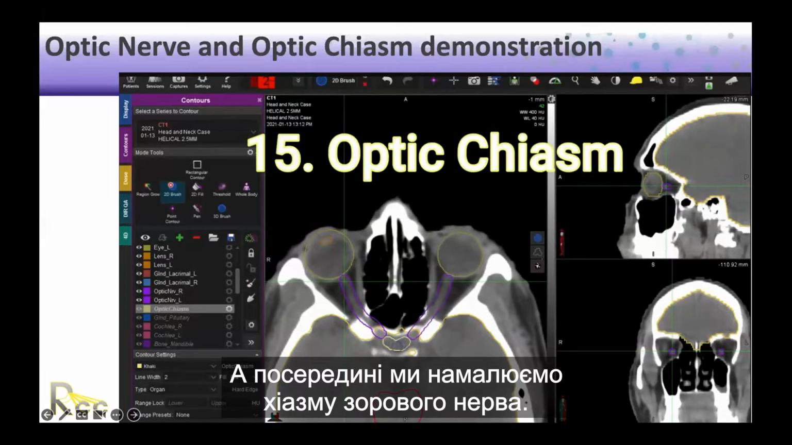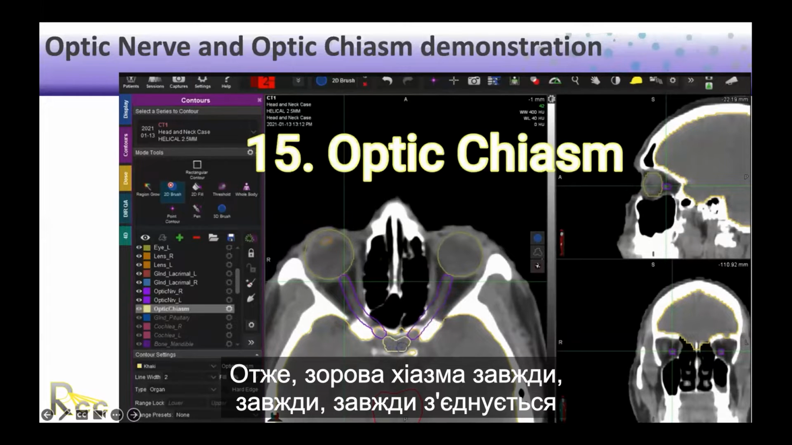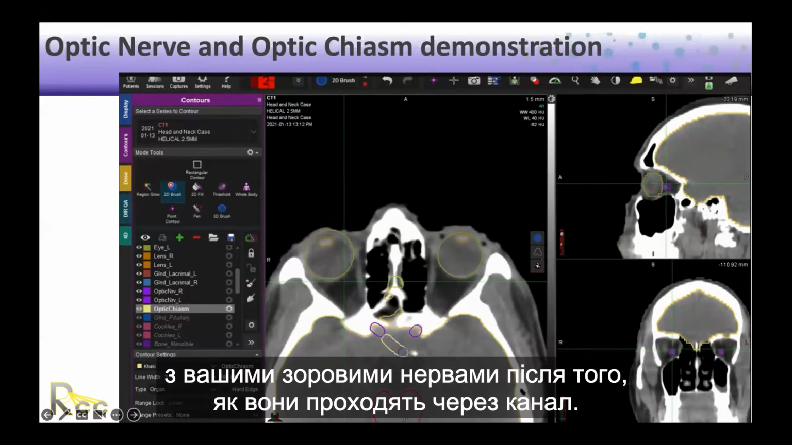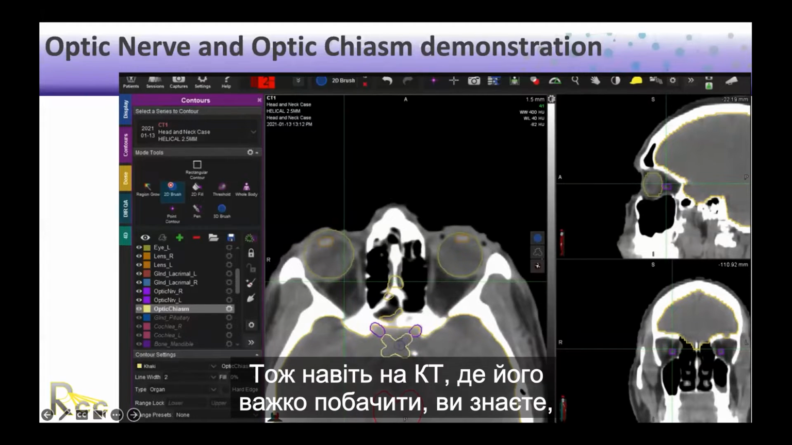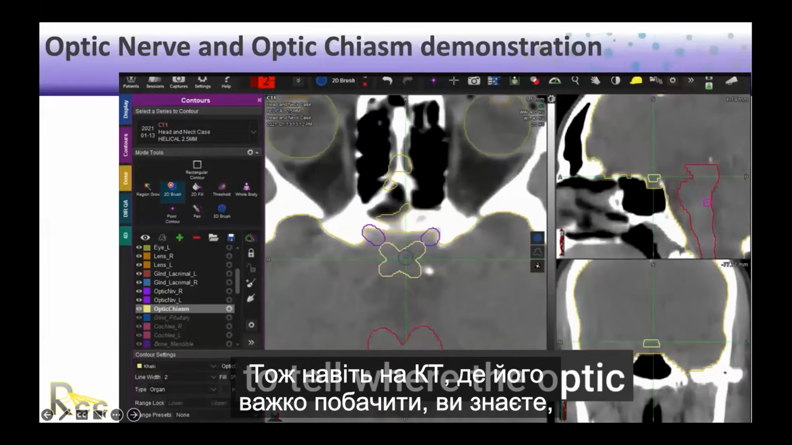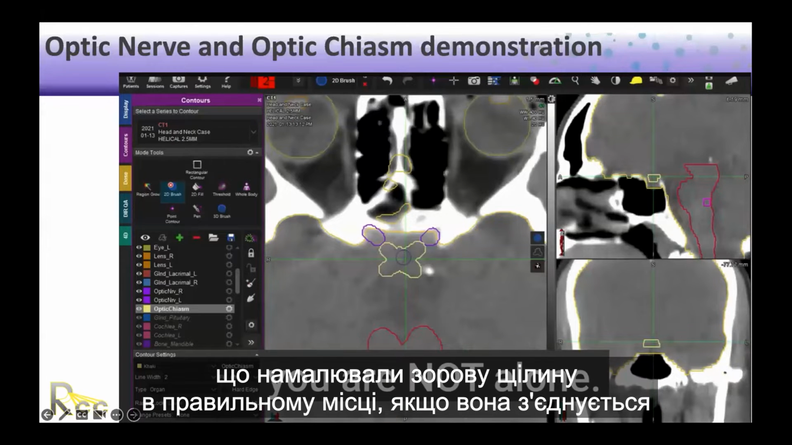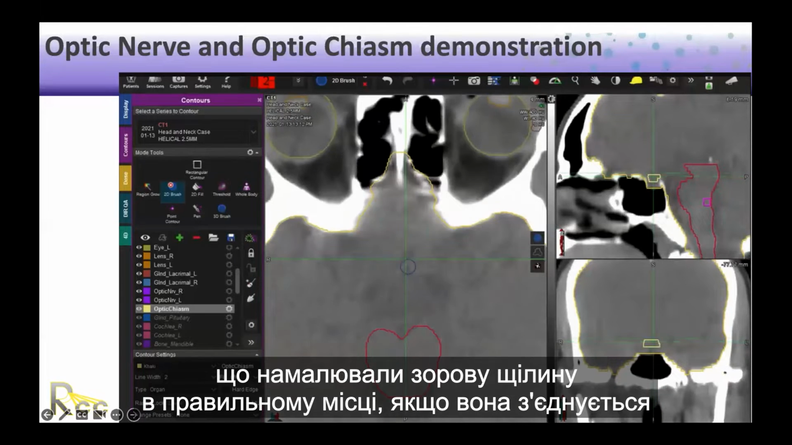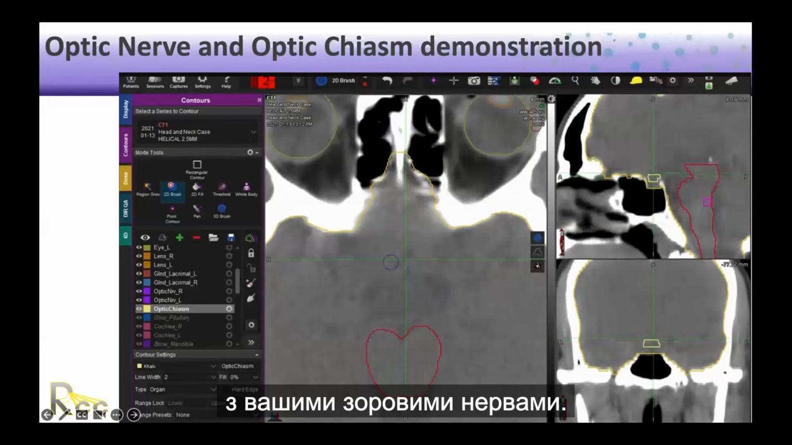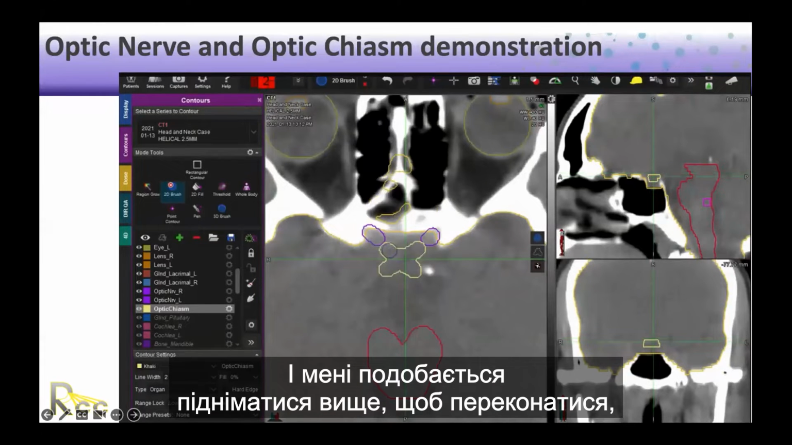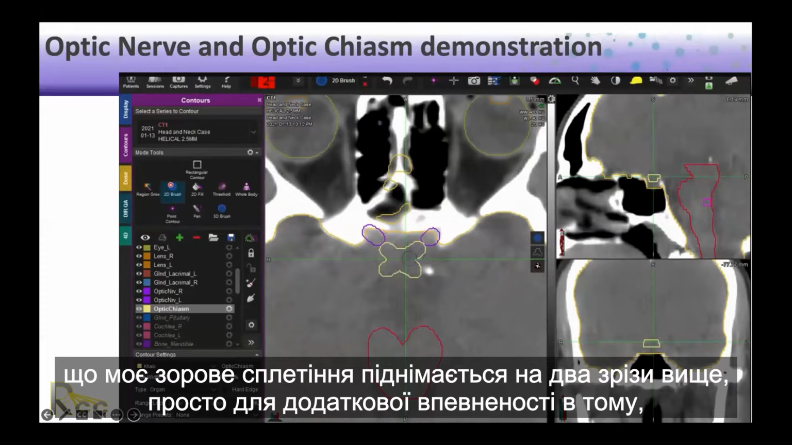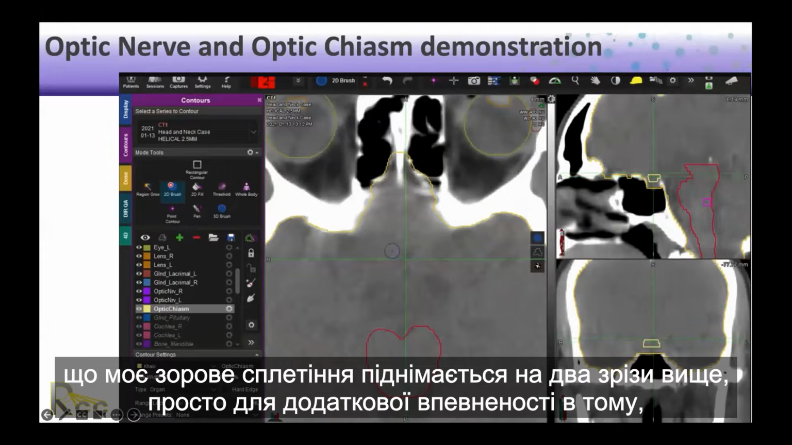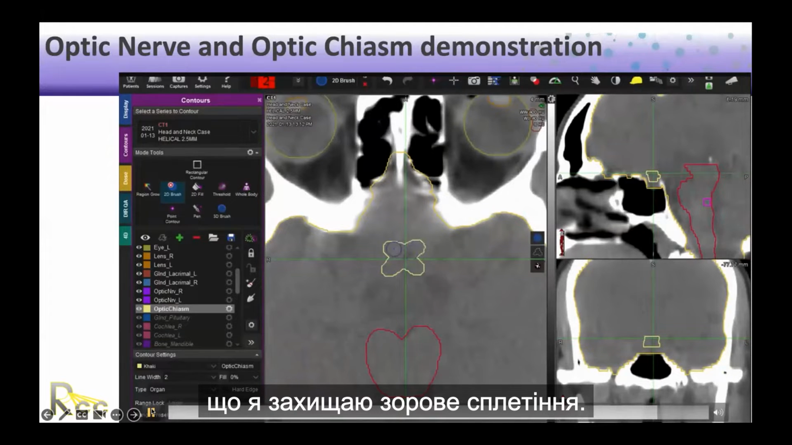And so now you'll see both of your optic nerves connected through the optic canal, and in the middle here is where we're going to draw the optic chiasm. And so the optic chiasm always, always, always connects to your optic nerves after they pass through the canal. So even on a CT scan where it's hard to see, you know that you're drawing the optic chiasm in the right place if it's connecting to your optic nerves. And I like to go up a slice to make sure that my optic chiasm is 2 slices thick, just to provide extra certainty that I'm protecting the optic chiasm.